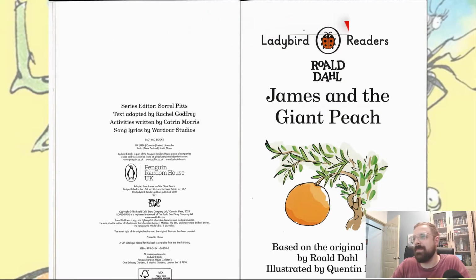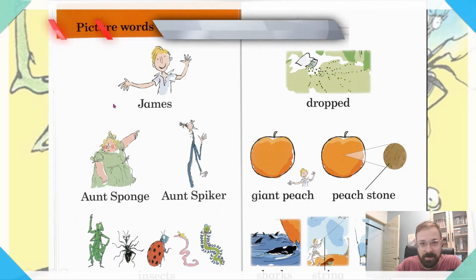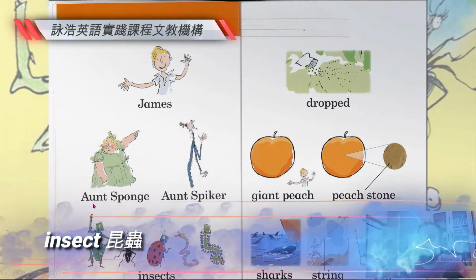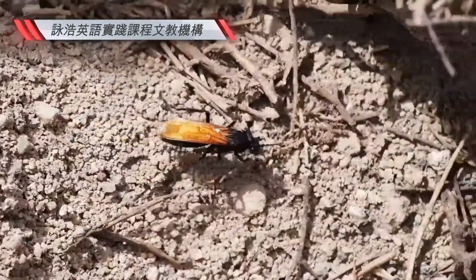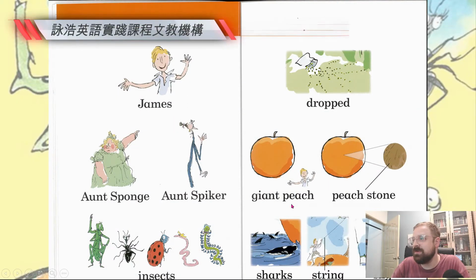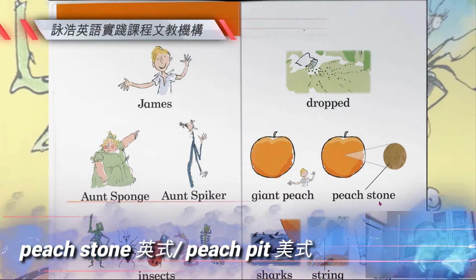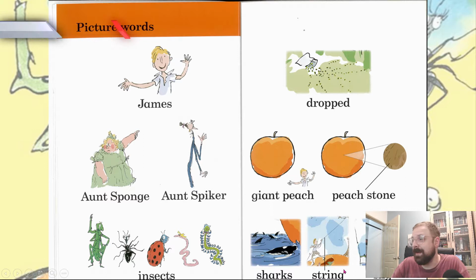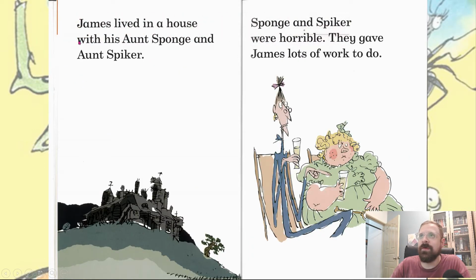James and the Giant Peach. So here are the characters, and here are some vocabulary words as well. James, Aunt Sponge, Aunt Spiker, insects, dropped, giant peach, peach stone. In America we call this a peach pit. Sharks, string, and sky. Let's get started with the story.